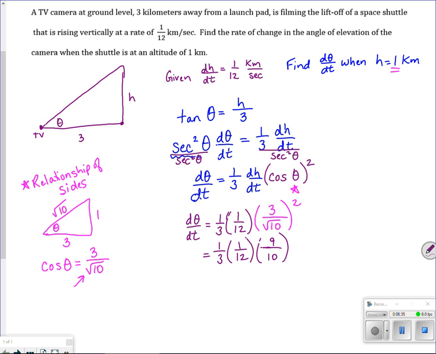This 3, excuse me, that goes away, and I can have 3 there, and that goes 4. So my answer would be 1/40th. Do a little reducing there. d theta dt is going to be 1/40th, and I will go ahead and write my sentence.